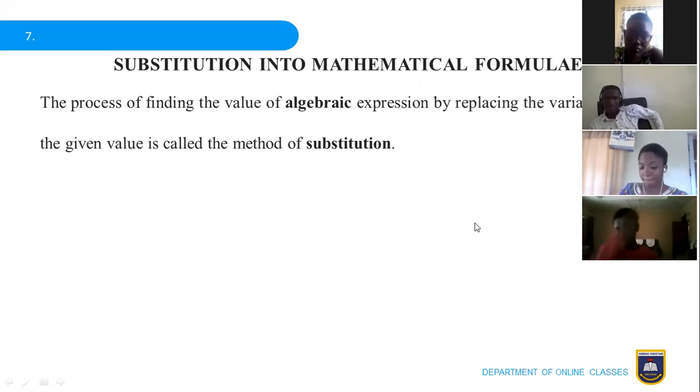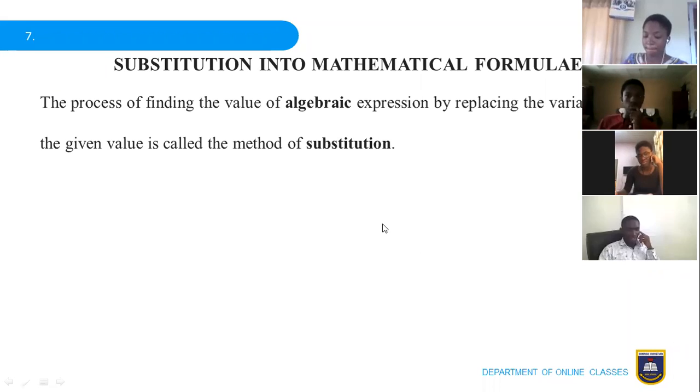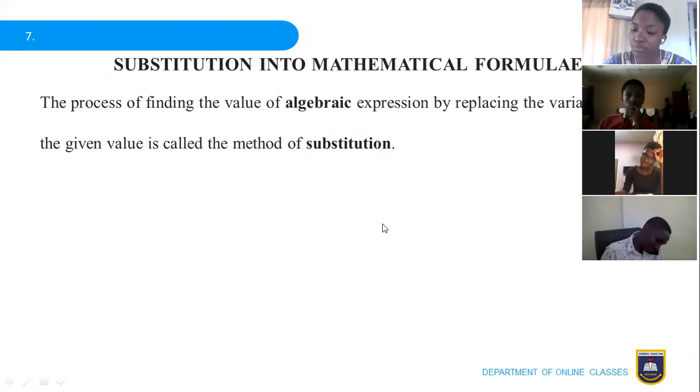Values will be given which you will use to replace those letters in the equation or the formula. Then you solve your resulting expression to get a definite value. So if you do any substitution method, you substitute into a formula, your answer is going to be definite. It will give you an exact value. So we shall take some examples, then we see how we get there.